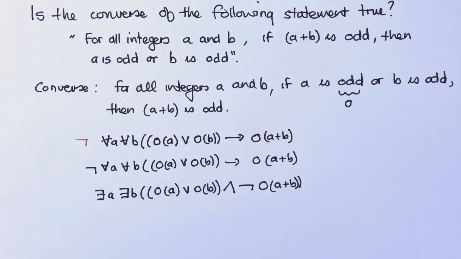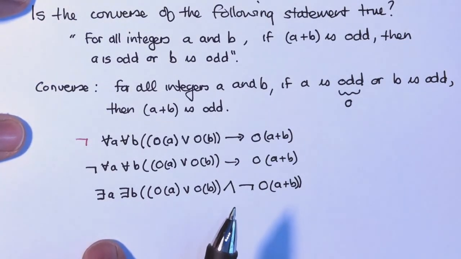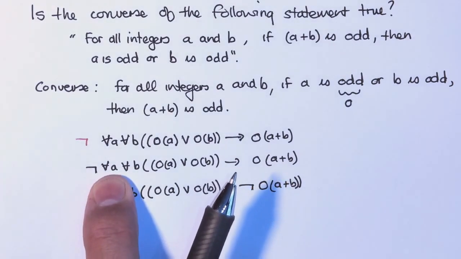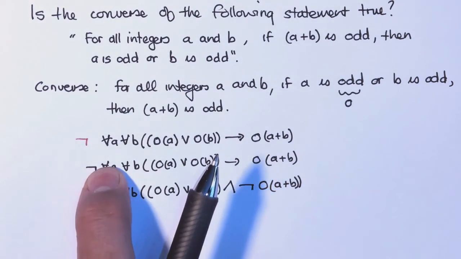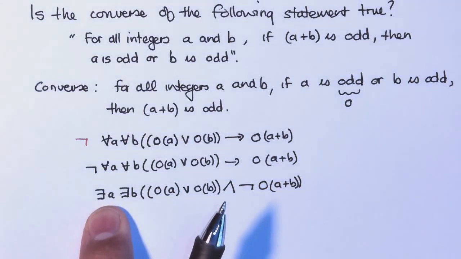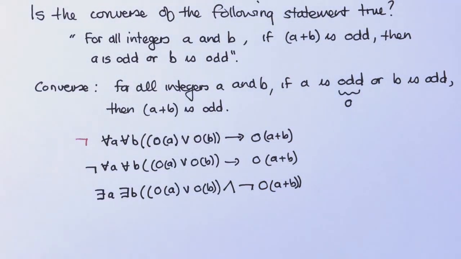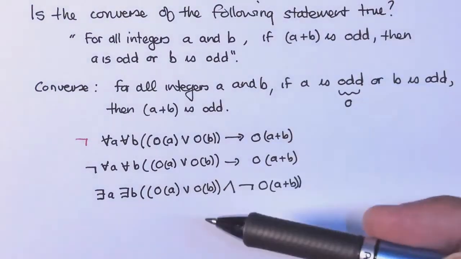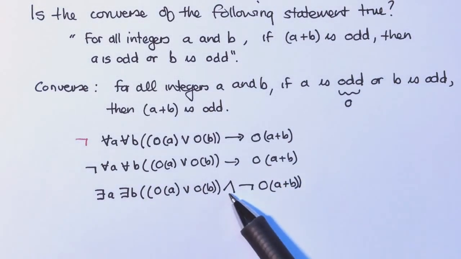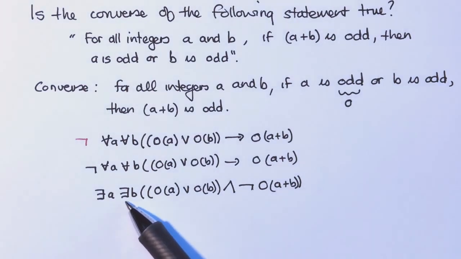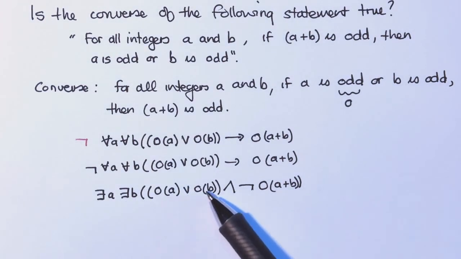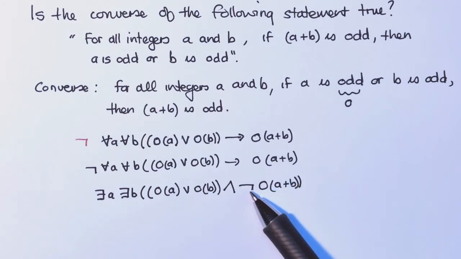So let's continue to discuss this. As the negation passed over the quantifiers, they changed from universal quantifiers to existential. We then needed to take the negation of an implication, which we did, and it turned into a conjunction. Now we know that to prove the converse is false, we need to find integers a and b so that a is odd or b is odd, but a plus b is not odd. So in other words, it is even.